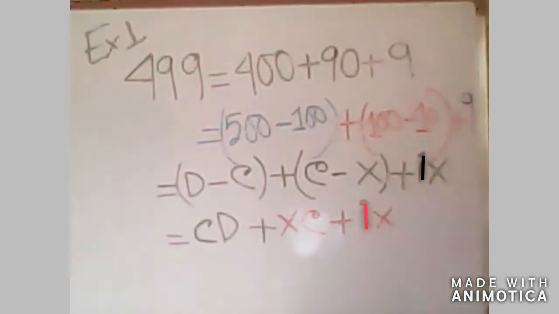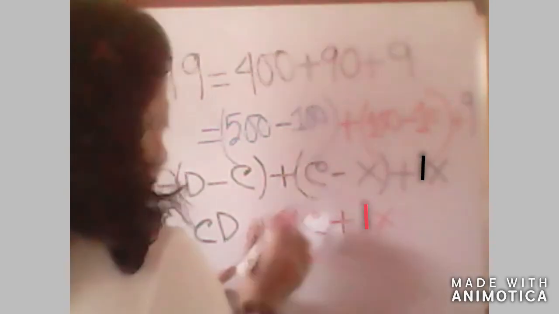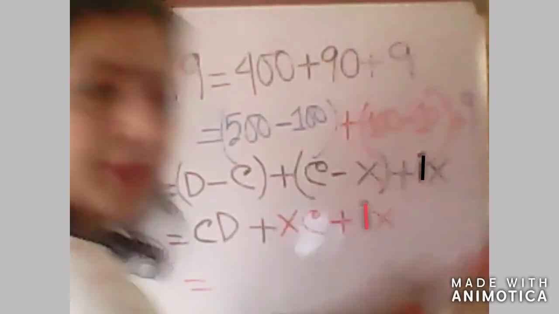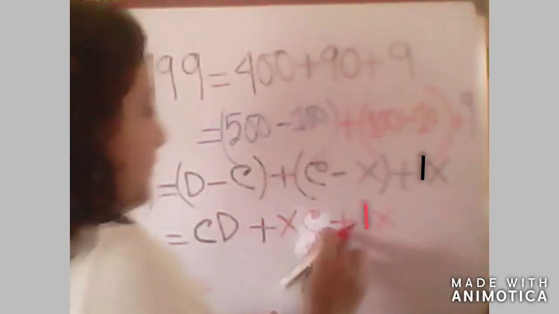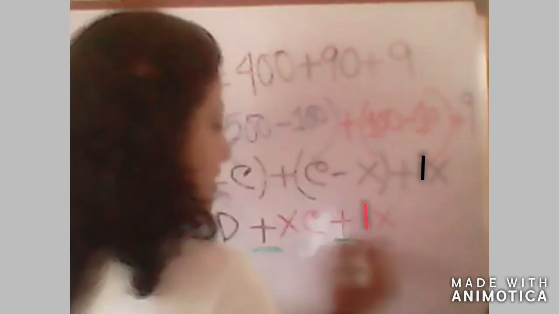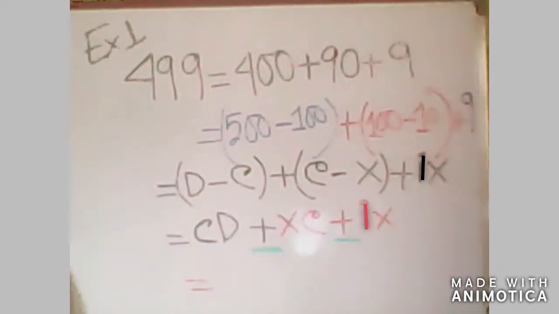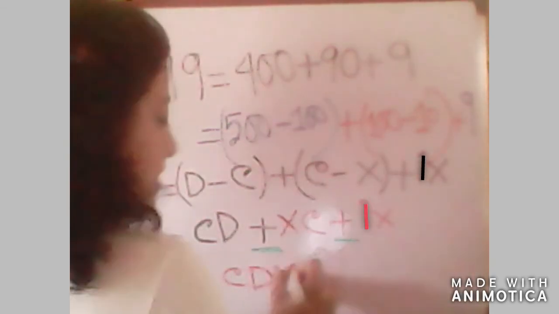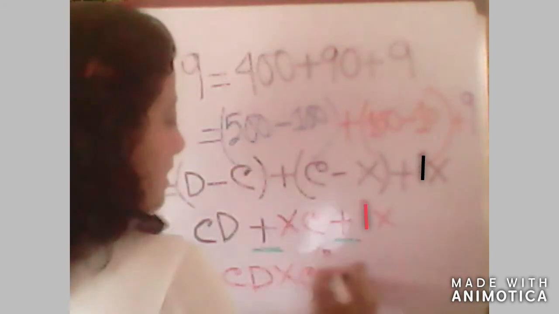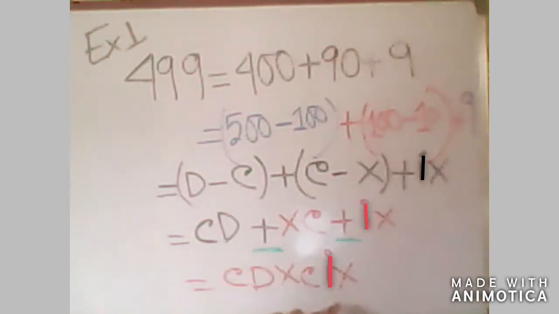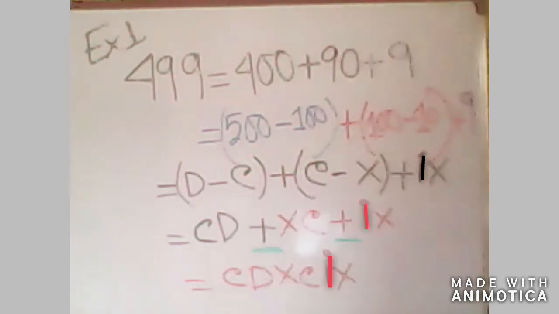Right? So now everything is plus here. So just removing the plus sign, we will write the whole. But if it was minus, then it was different. So right now it will be CD XC IX. So the number will be CDXCIX.